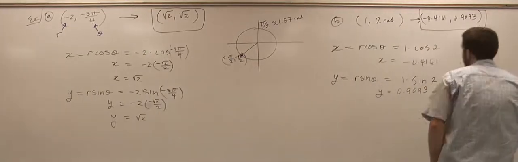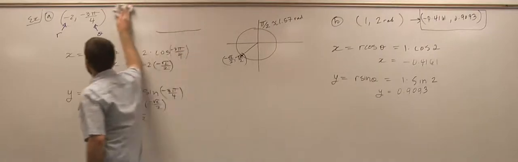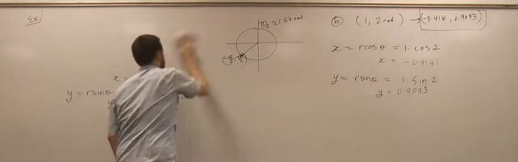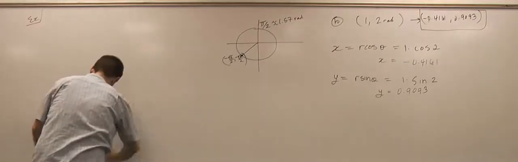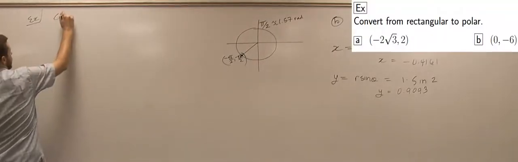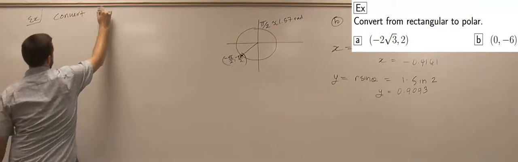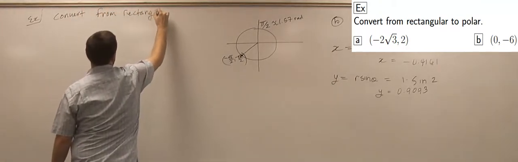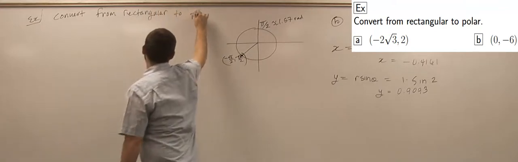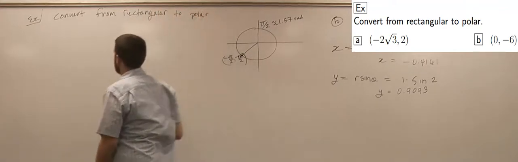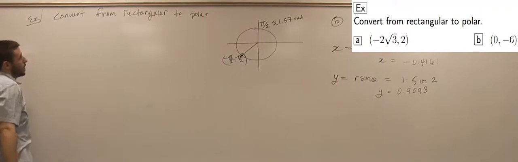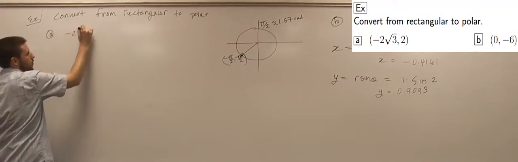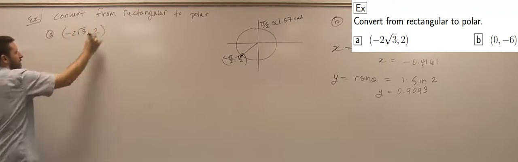So convert from rectangular to polar. So I'm going the other direction now, from rectangular to polar. Alrighty. Negative 2 root 3 comma 2 is my rectangular point.